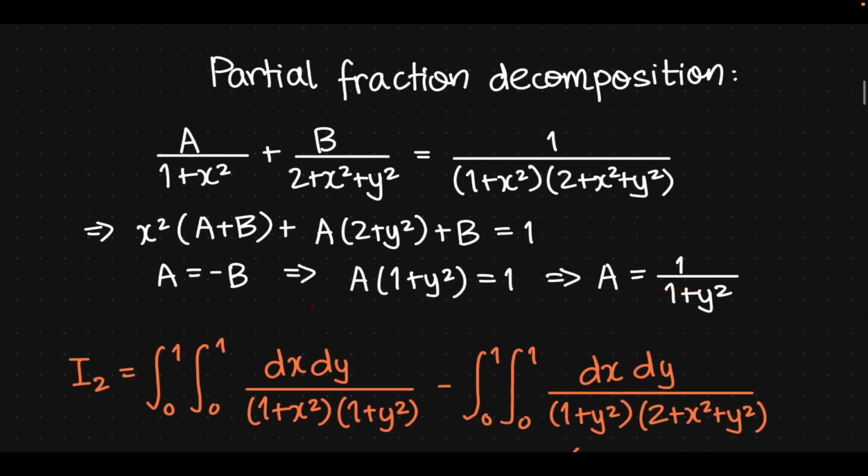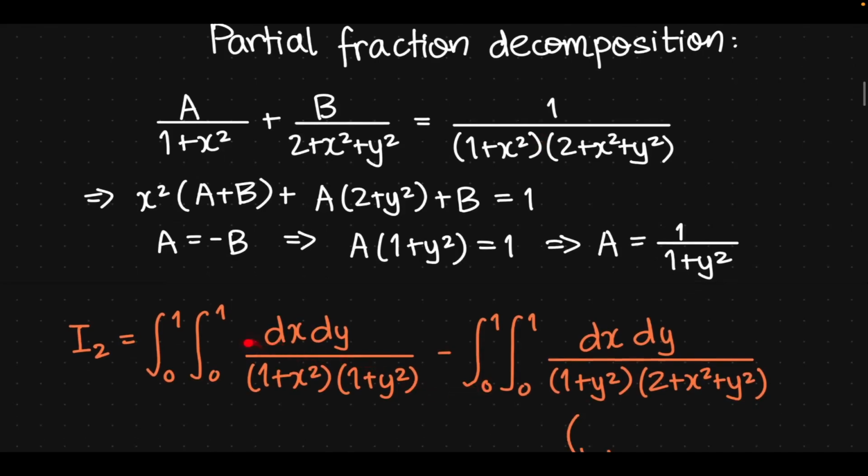And b is just the negative of that. So we know our a and b, and we can decompose our integrand into two integrals. Integral 0 to 1, 0 to 1 dx dy over 1 plus x squared, the first factor from the decomposition, times 1 plus y squared, because that's the coefficient factor for the partial fraction decomposition, not for this double integral, minus integral 0 to 1, 0 to 1 dx dy over 1 plus y squared, again that coefficient factor, and the second factor 2 plus x squared plus y squared.